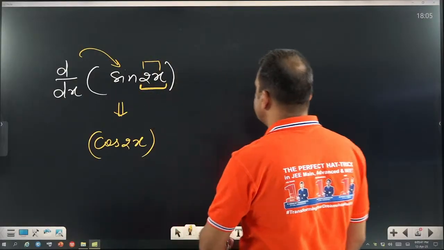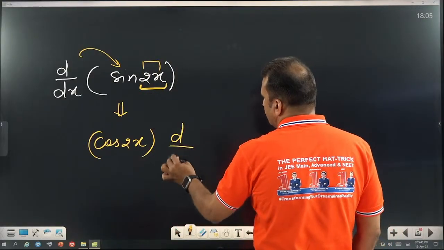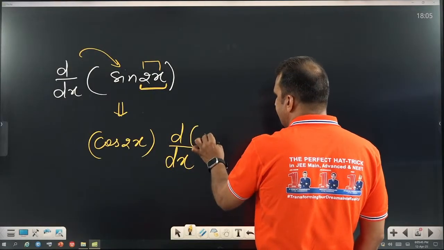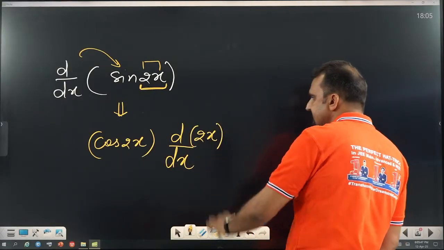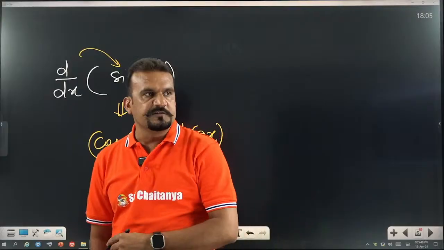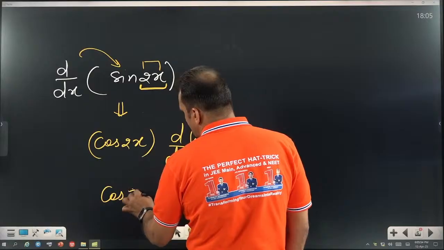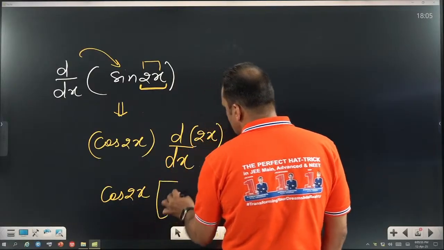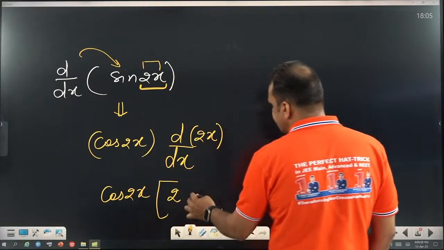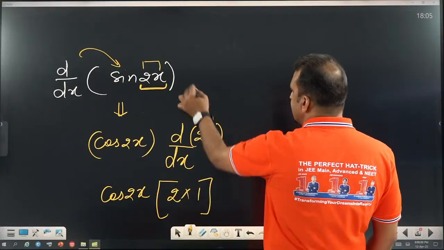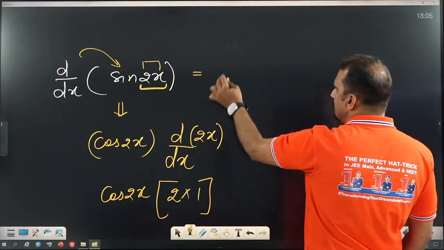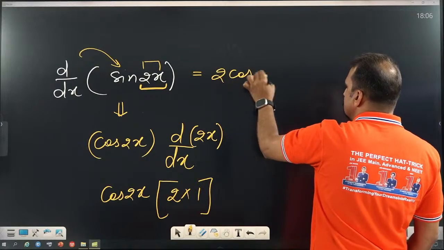In that case we can say differentiation of 2x with respect to x. And what is this differentiation? 2 is constant, that is coming to be outside. So this is equal to cos 2x, and 2 is constant, differentiation of x is going to be 1. Then what will be the answer? This is equal to 2 into cos 2x.